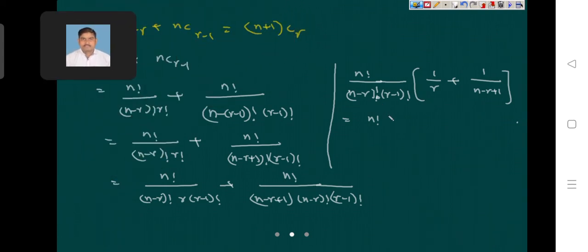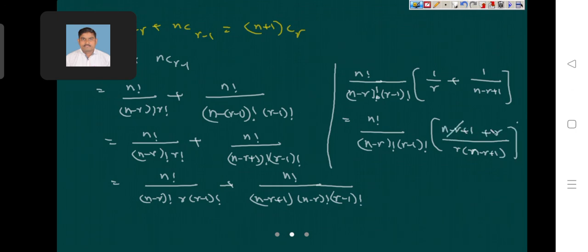n minus r factorial into r minus 1 factorial. After simplifying, it will take LCM as r into n minus r plus 1. Here n minus r plus 1 plus r is left. Minus r plus r cancel. Now n plus 1 into its numerator n factorial. What you will get? n plus 1 into n factorial.